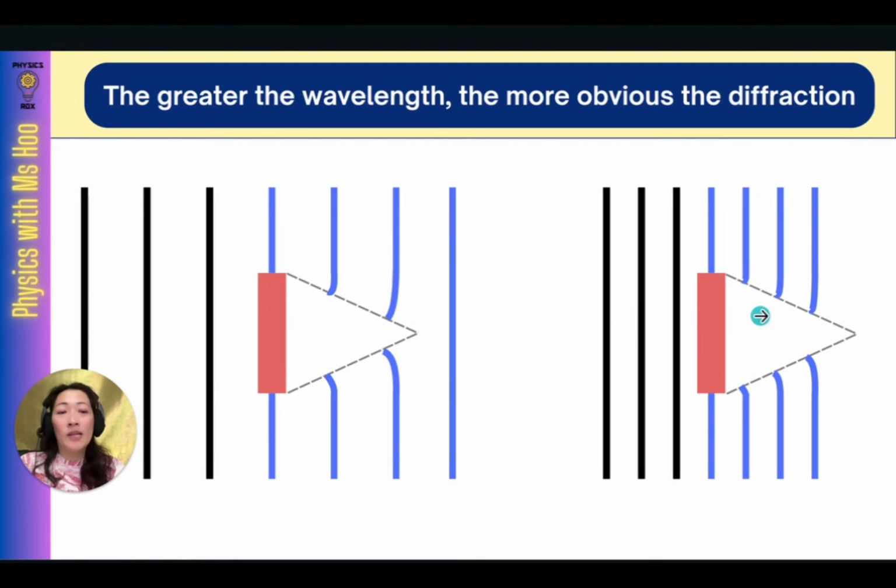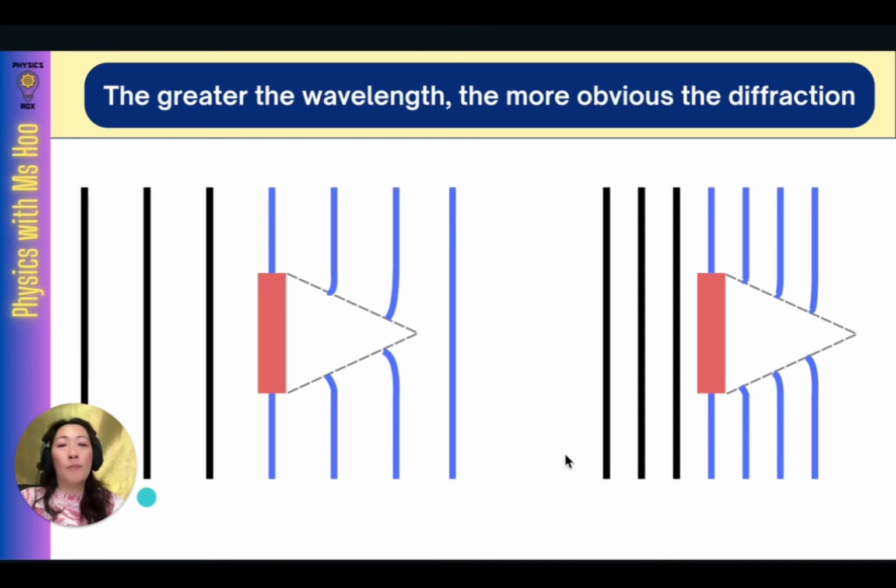Remember that diffraction is not about how much of the wave gets cut off. Diffraction is about how much the wave is able to bend and spread. So if the wave can bend around the obstacle and spread out easily and combine easily, that means that the diffraction is more obvious. That's why we say the greater the wavelength, the more obvious the diffraction.